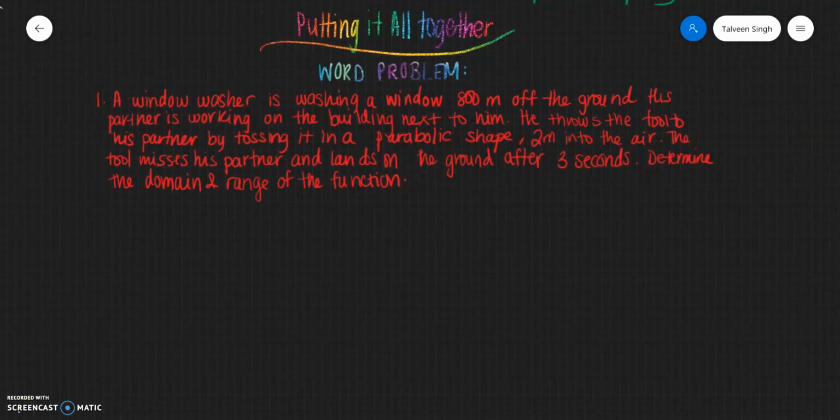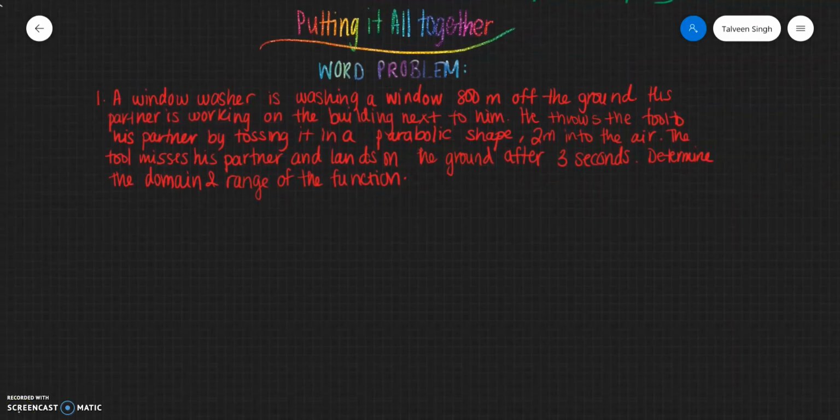So we're just going to be doing a putting this all together word problem. This is more of a thinking and inquiry type question, and it's how to use the information that you're given to determine the domain and range of a function. This is something that's a little bit more complicated, so I'm just going to show you step by step how to solve this if you're given a question like this.